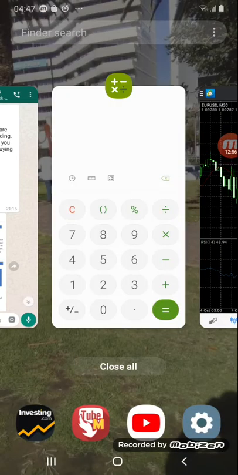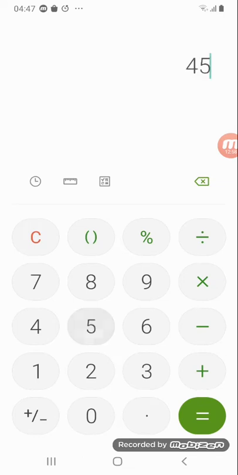So what do you do? You take 45, divide by 100, and then you know that, okay, I'm supposed to use 0.45 as a lot size. So now you take 0.45 lot size, and then you multiply it by 250 pips.